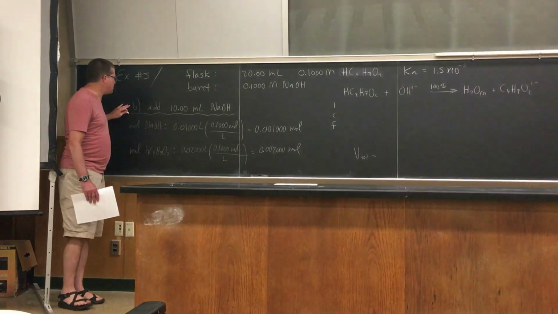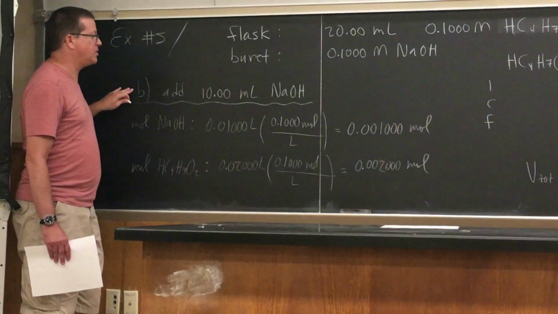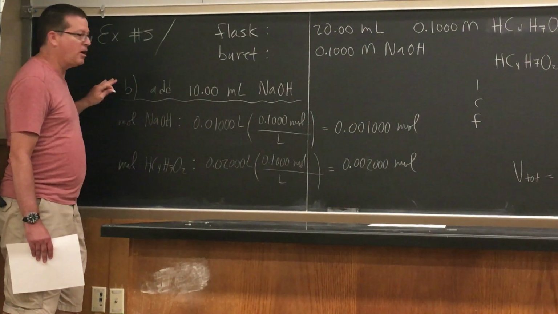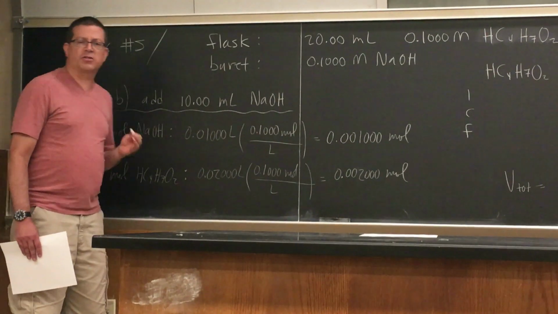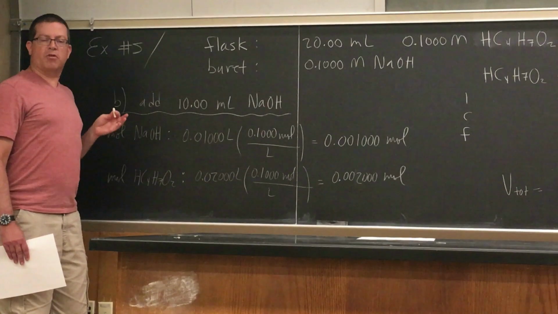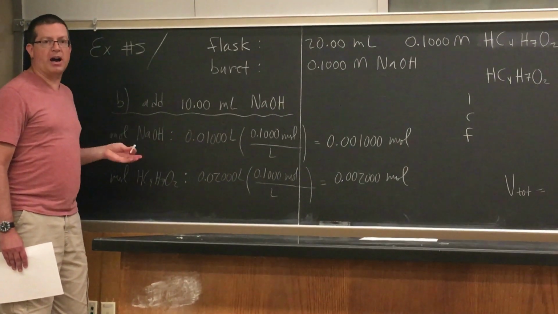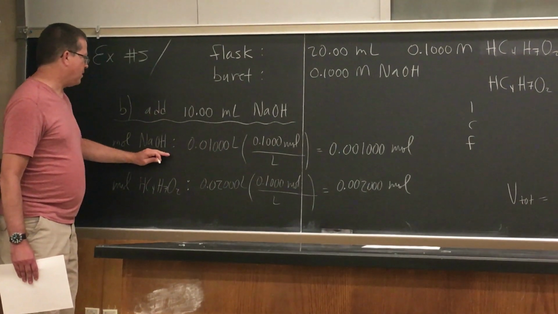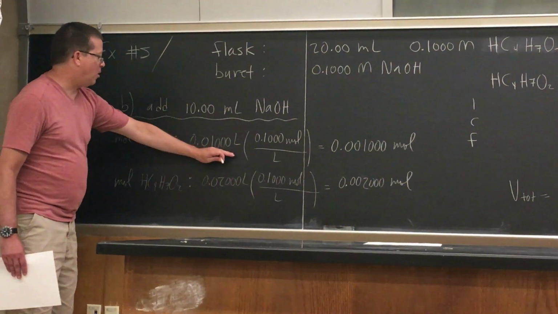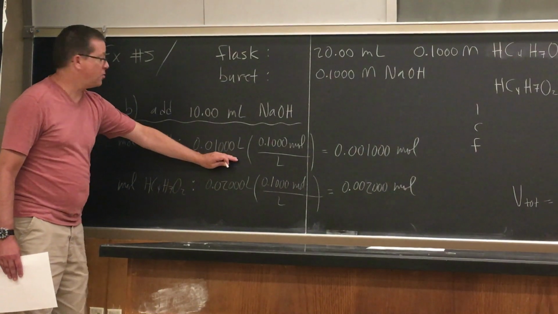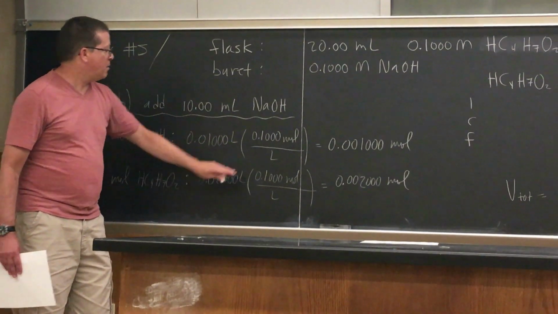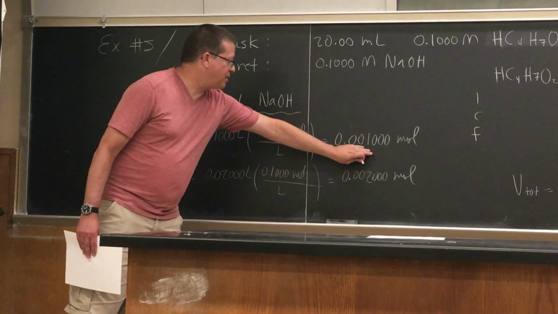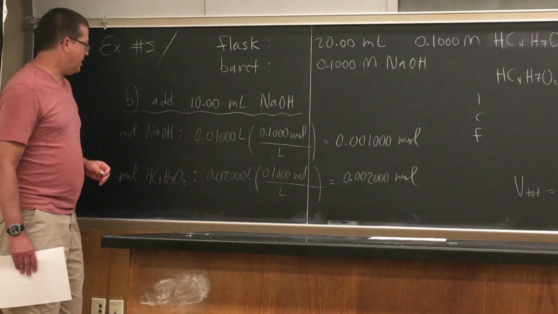Part B says that we're going to add 10 milliliters of the NaOH solution to the existing acid solution. As we did in class, the first thing that we want to do is calculate the number of moles of each component that we've got at the outset of the problem. We can calculate the moles of the NaOH by taking the volume, 10 milliliters or 0.01 liters, multiplying that by the concentration of the base, and we end up getting 0.001 moles of the base.